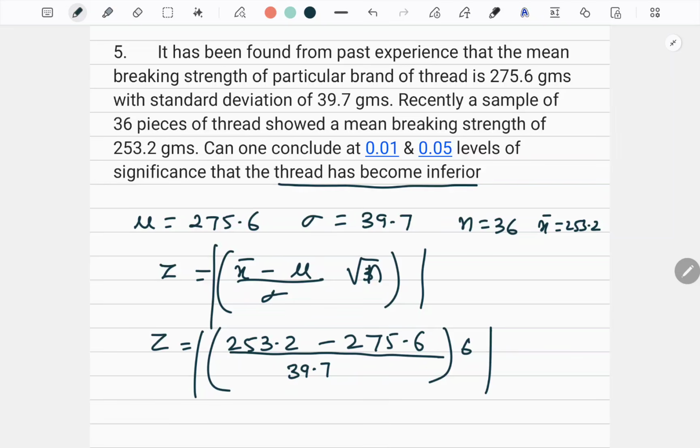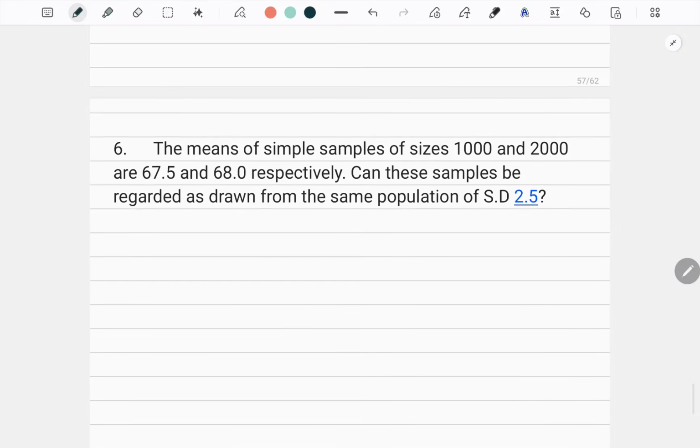So I have 253.2 minus 275.6 divided by 39.7 into 6. So I got 3.3853. So under both the levels of significance, my hypothesis is rejected, right? Because it is greater than 1.96, it is greater than 2.58 also. Now come to the next question.